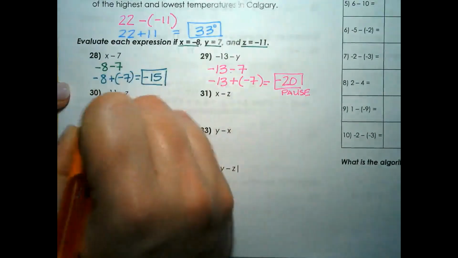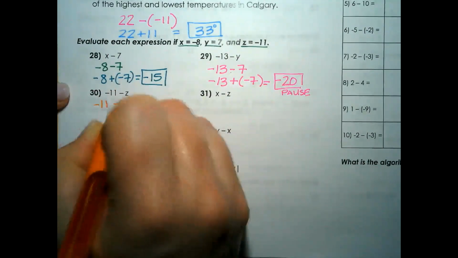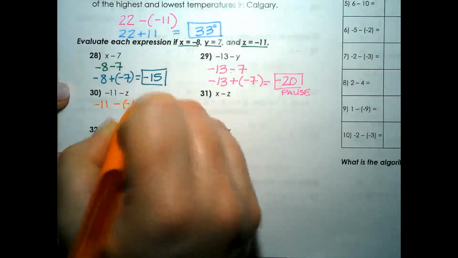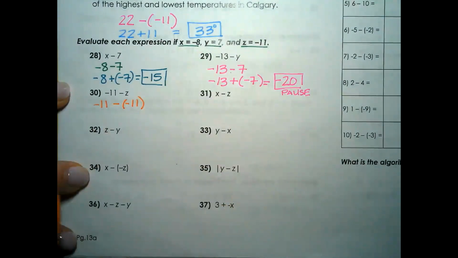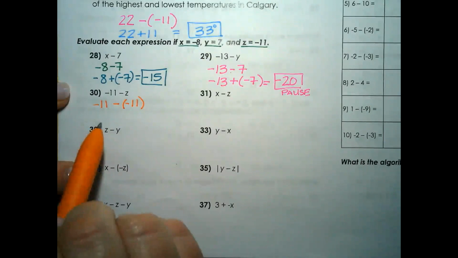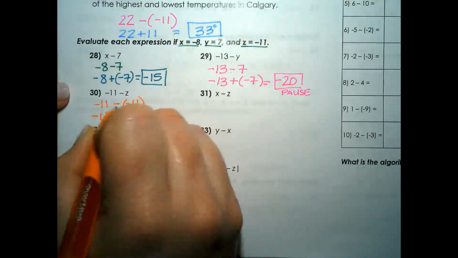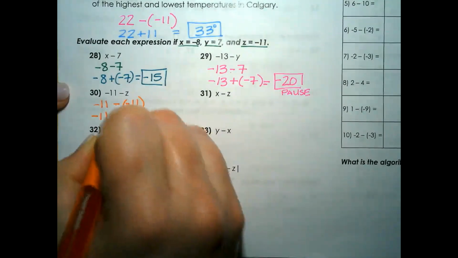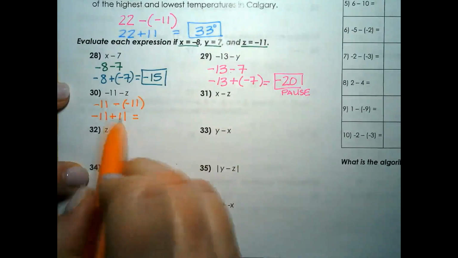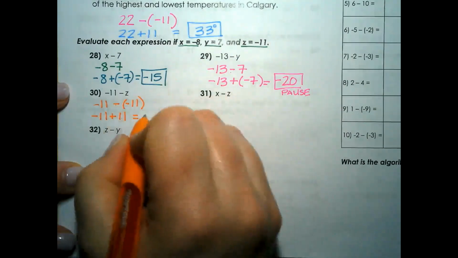-11 minus Z. So -11, first thing we're going to do is substitute. And since we've got two negatives back to back, you always want to put parentheses just to make sure that we get them right. So we're going to keep the first one, and subtracting a negative is like adding a positive. They're different signs, so we subtract. It ends up giving us a 0.